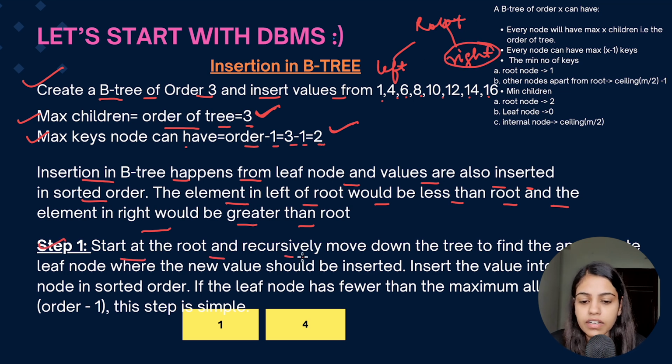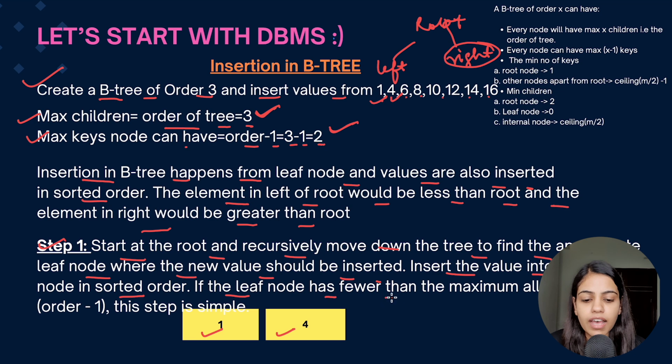Start at the root and recursively move down the tree to find the appropriate leaf node where the new value should be inserted. But this is a new tree which we are creating, so we will be starting from the leaf node. So we have to insert the value into the leaf node in sorted order. The first value is 1, I've inserted 1. The second value is 4, I have inserted 4.